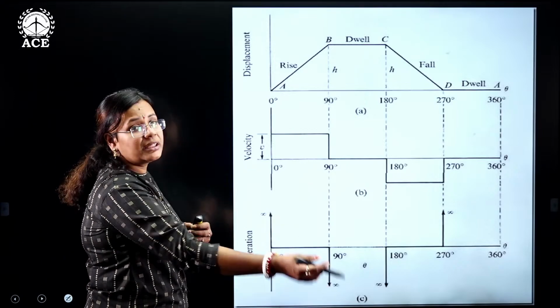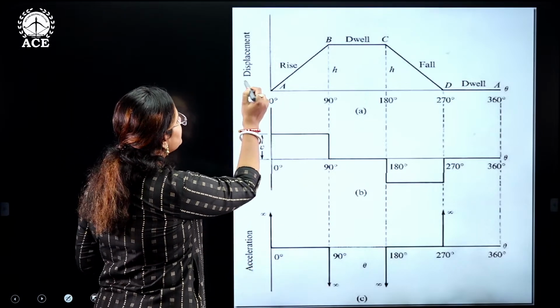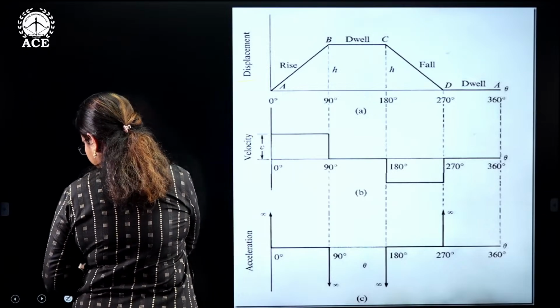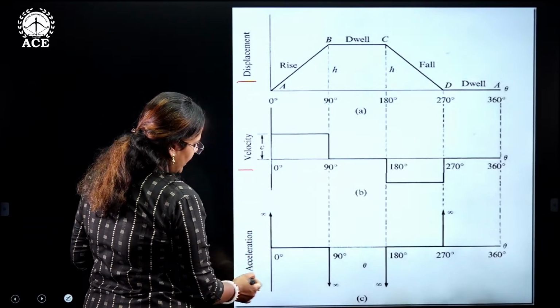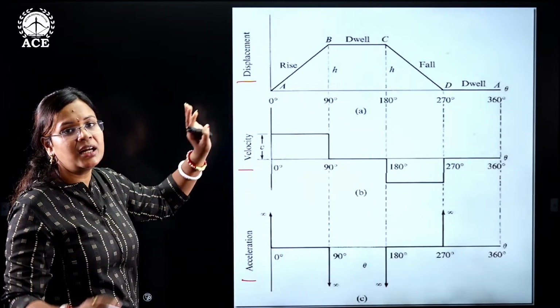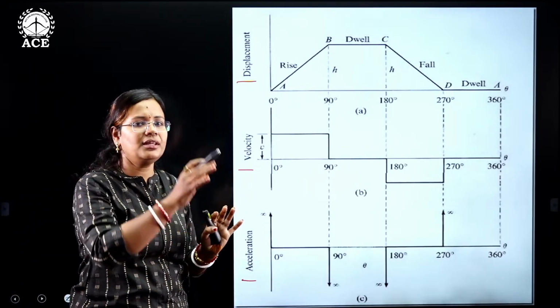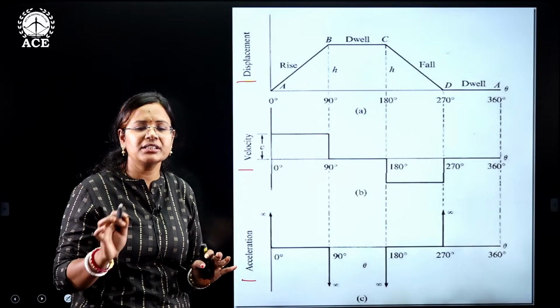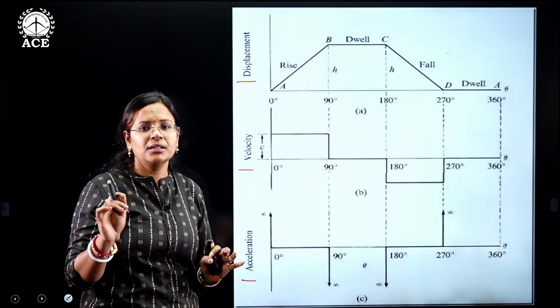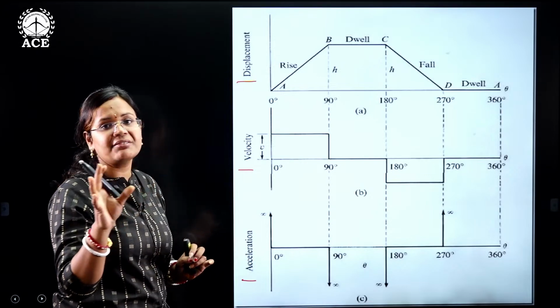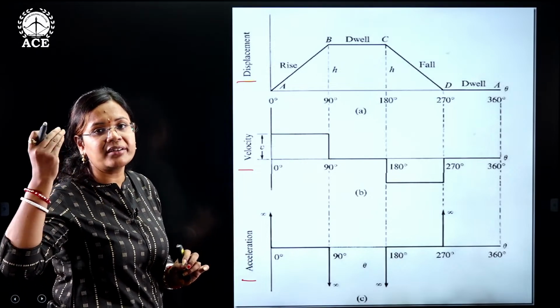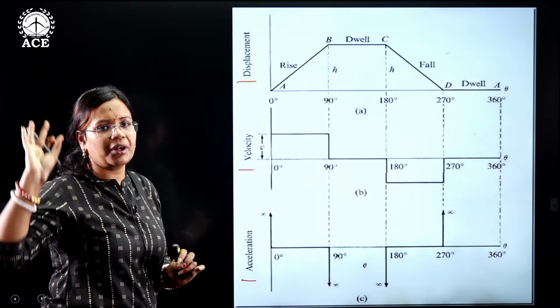Here, first of all, we have three things: the displacement, velocity and acceleration. So displacement is here, the cam is rotating, yes. If the cam is rotating, the displacement is never going to be linear, right? So the cam is transmitting rotary motion into reciprocating motion.